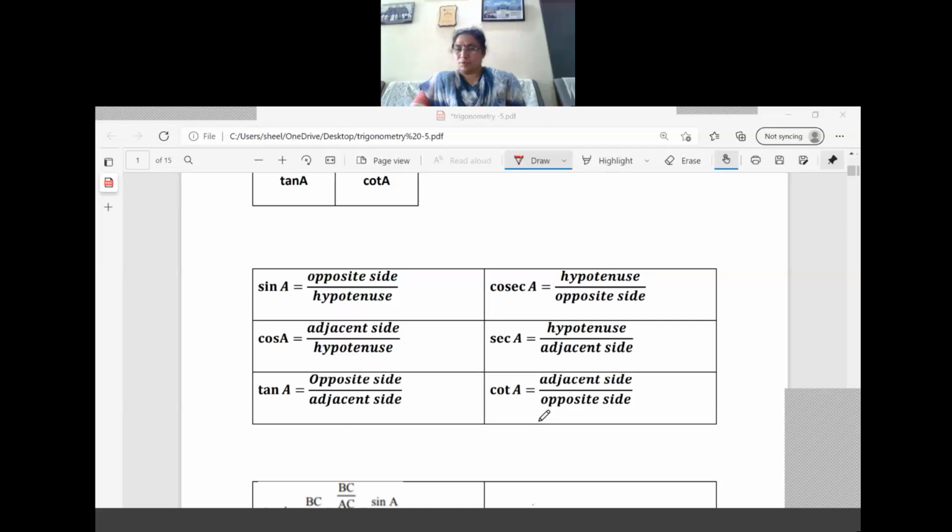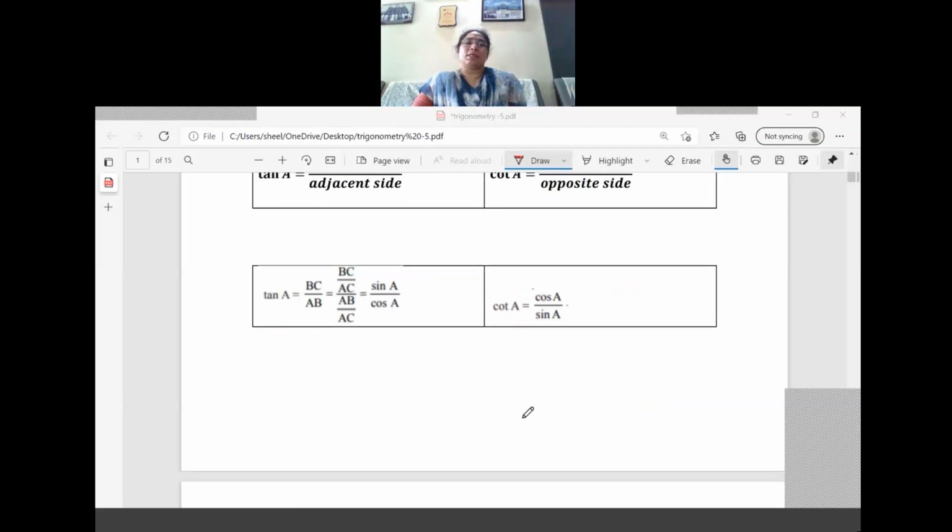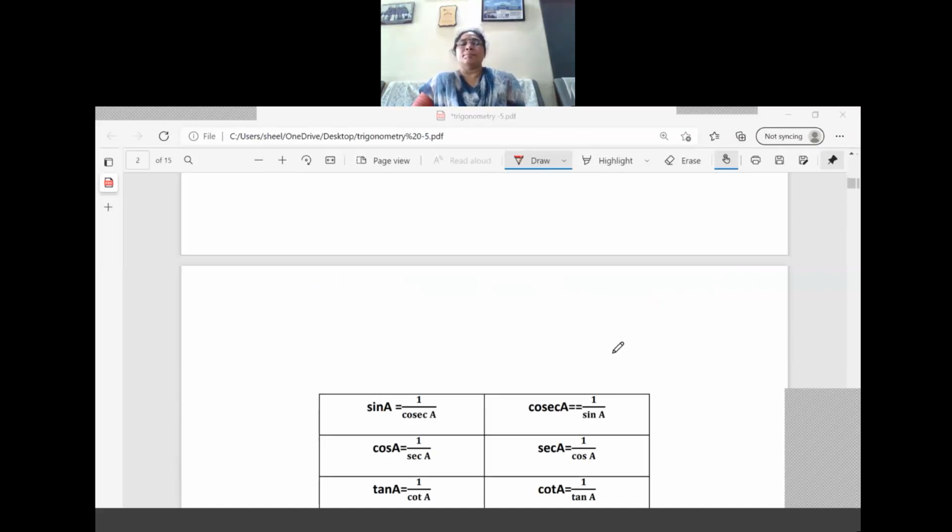Then we have learned the formulas: sin A equals opposite side by hypotenuse, cos A equals adjacent side by hypotenuse, tan A equals opposite side by adjacent side, cosec A equals hypotenuse by opposite, sec A equals hypotenuse by adjacent side, and cot A equals adjacent by opposite side. Tan and cot can be represented in sine and cos form: tan A equals sin A by cos A, cot A equals cos A by sin A.